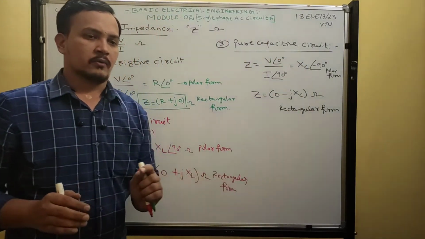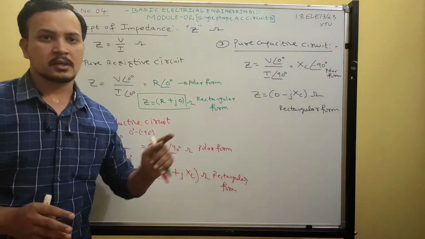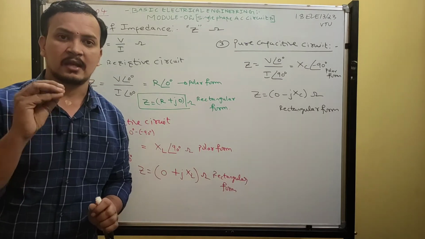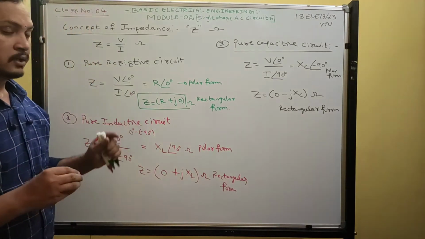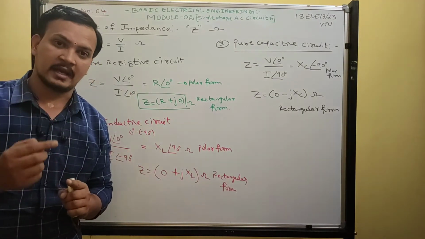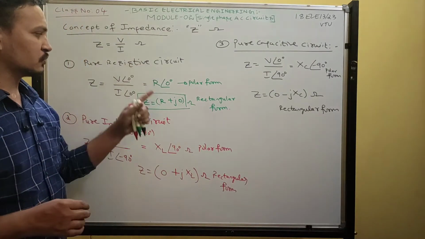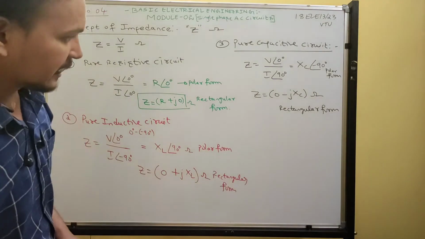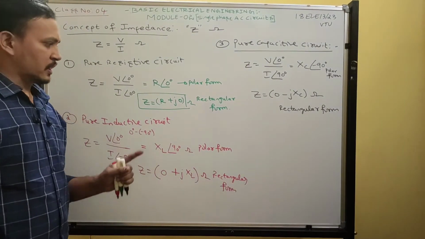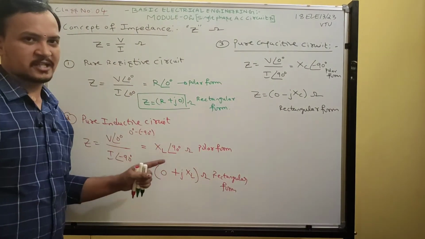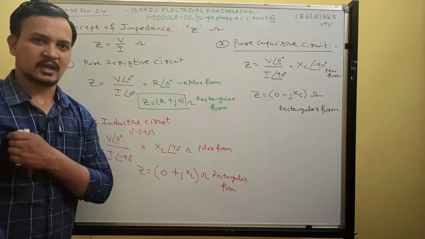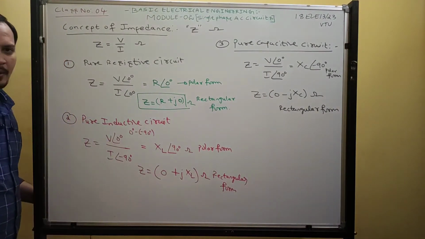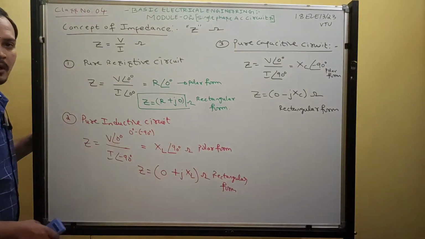Guys, whenever you have a capacitor in a circuit, you should write in rectangular form minus J XC. For an inductor, you write plus J XL. For a resistor, you should write R plus J0, the imaginary part being zero. Let us understand how we can apply all this concept to a circuit. Please pause the video and copy this down.